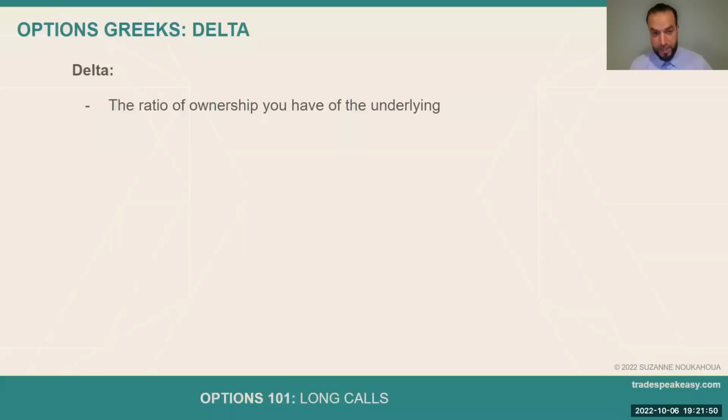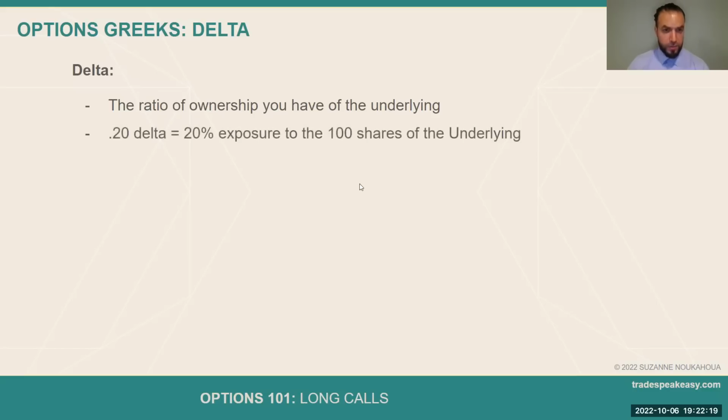You get deeper into the money, it'll be more like an 80, 90, and it works the exact same way. At expiration, your contract is going to be worth, or you're going to be on the hook for, 100 shares. But as it's trading, it's really not trading like 100 shares. It's trading like whatever delta says it's trading like. So delta tells you how many shares it's really behaving like. The 20 delta, for example, gives us 20% exposure to the 100 shares of the underlying.